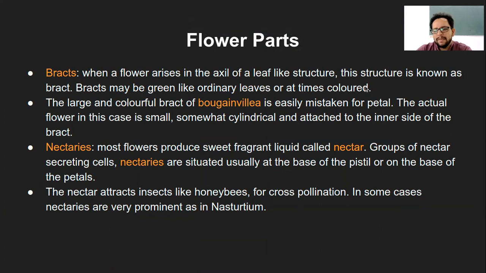So like bougainvillea and the anthurium species that we have seen, they are colored. But there are varieties of anthurium where you can find they are totally green in color. So even the other leaf part is green, and the flower itself is also green. Then it is like ordinary leaves. So that is what is called a bract. That is when the flower arises in the axil or along the axis of a leaf-like structure. That is called a bract, and the flower is called a bracteate flower.